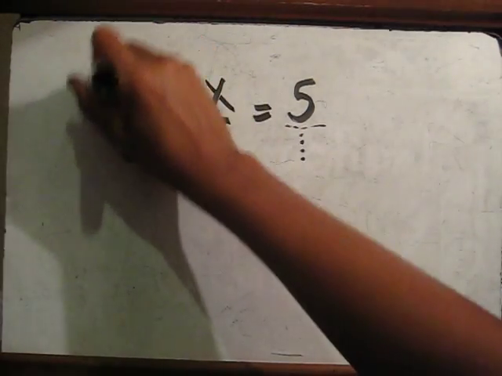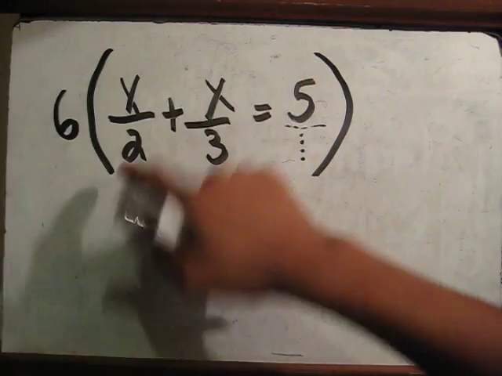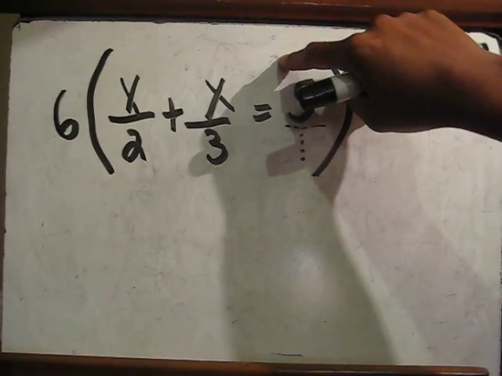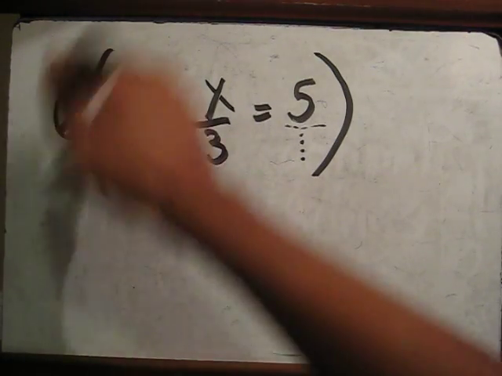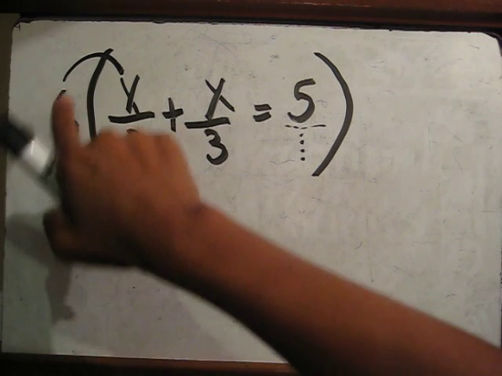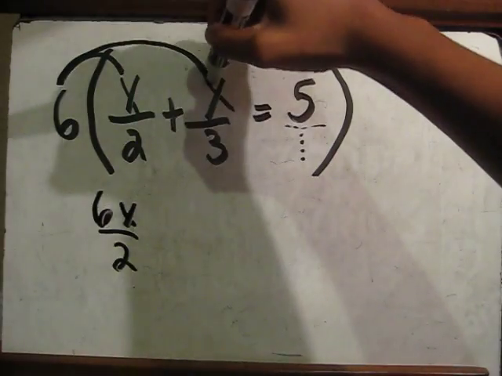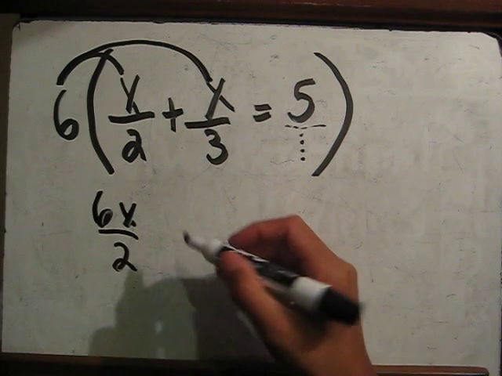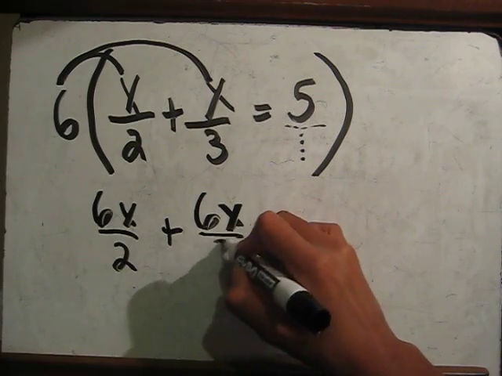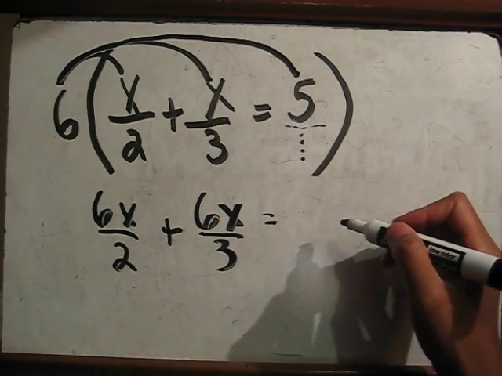So what I'm going to do is multiply this entire equation by 6. We're going to distribute the 6 to every fraction. So this first fraction becomes 6 times x over 2, so that becomes 6x over 2. Now when we multiply 6 by x over 3, this becomes positive 6x over 3. And then when we multiply the 6 times 5, we get 30.